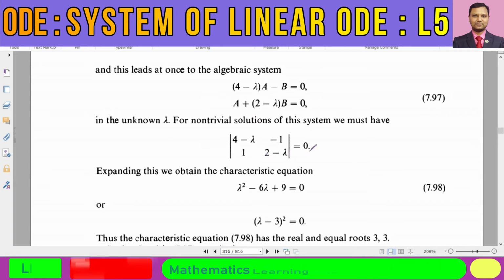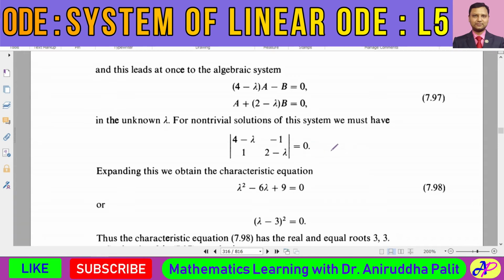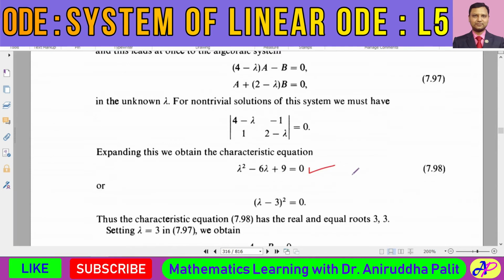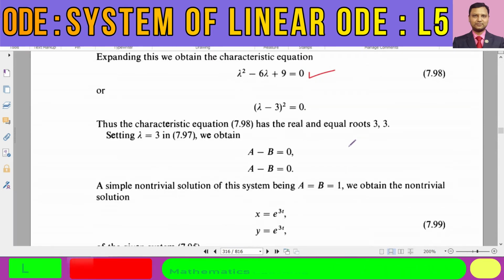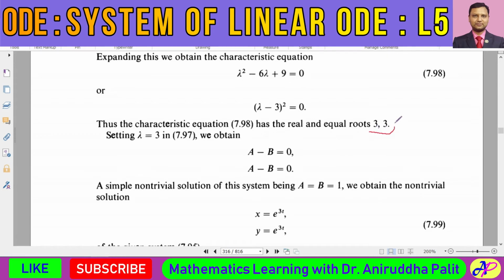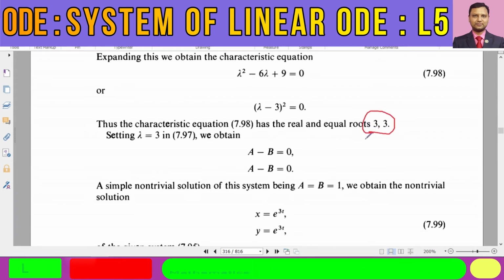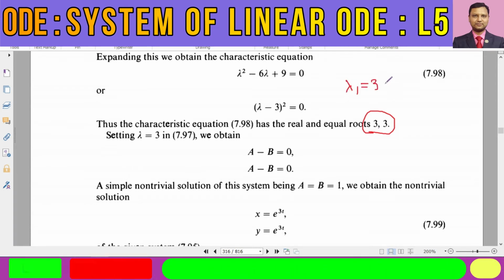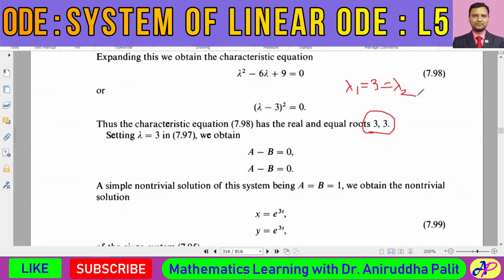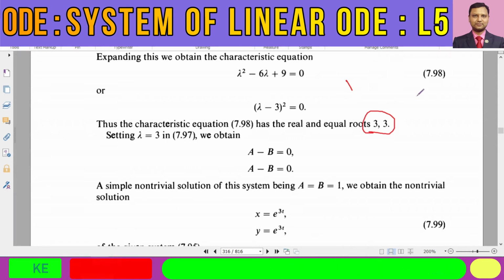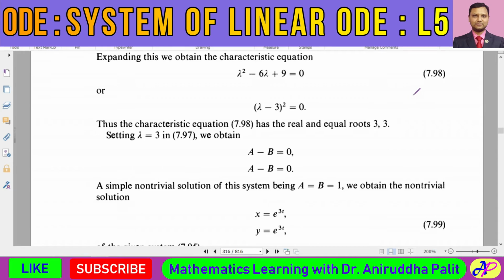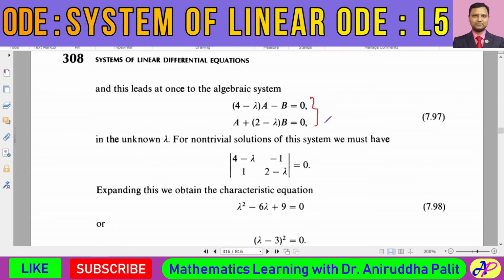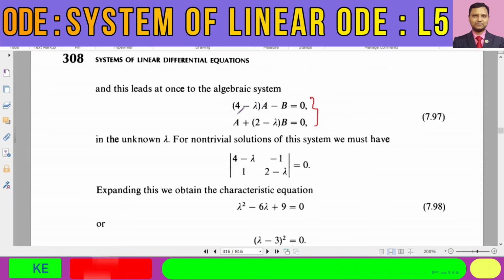If this determinant is equal to 0, then by expanding this determinant we will have this kind of characteristic equation, and it has two repeated roots. These are the repeated roots 3 comma 3. So over here lambda 1 is equal to 3, and that is equal to lambda 2. Now, if we put lambda equal to 3 in these two equations, what we get?